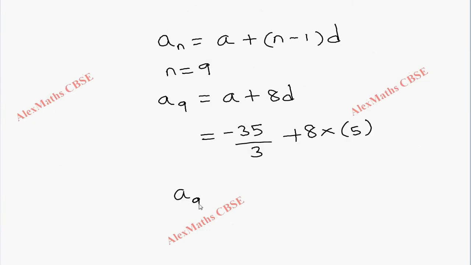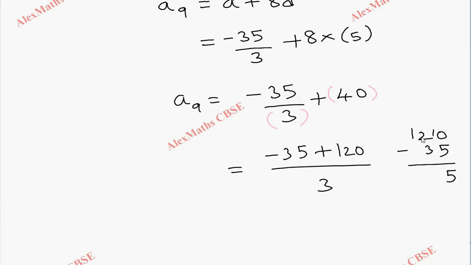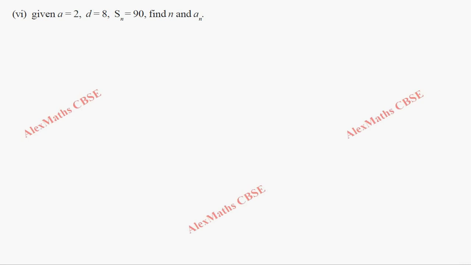So A9 will be now minus 35 by 3 plus 40, and we have to take LCM. This is minus 35 plus, we will multiply these two, 40 into 3, which is 120. So we are going to subtract 120 minus 35. We have to borrow 1. So 10 minus 5 is 5. We borrowed 1, so this becomes 11. And after subtraction, this is 8. So finally, this is 85 by 3, the value of A9.